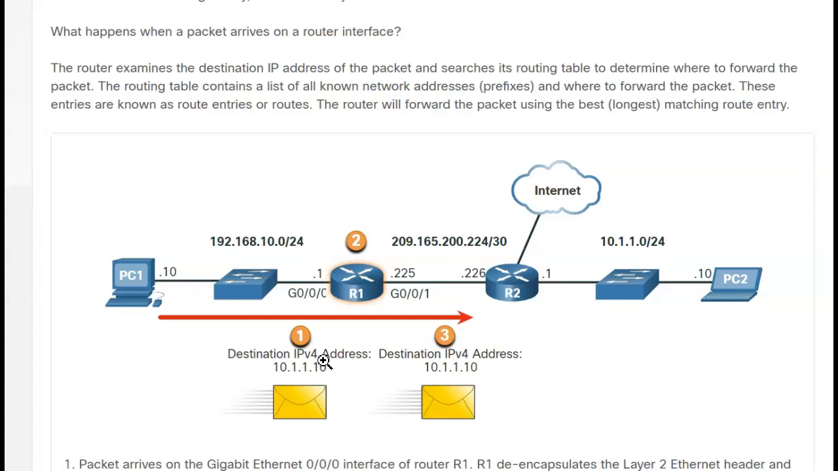Now, a router, really all it's worried about is what's the destination IP address. And then it searches its routing table to determine where to best forward that packet. Now, the routing table contains a list of all known network addresses. You may hear them called prefixes, and where to forward that packet. Basically, what interfaces am I sending this packet out to get to that?